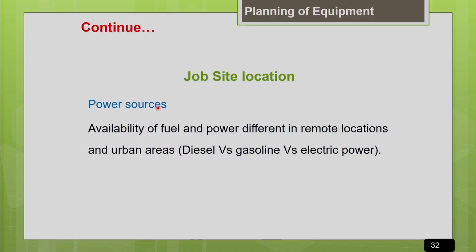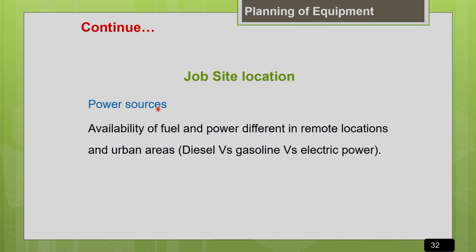So the next important factor is the power source. So far we have discussed how the job site conditions and the job site location influence the selection of the machine. Now we move on to the next factor affecting the selection of machine, that is the power source availability. The machines which we use at the construction site may be operated with diesel as a fuel, or gasoline, or electrical power. Whatever the source of fuel may be, first we have to check whether that particular fuel is available at the job site location, because availability of fuel and power is different in remote locations and urban areas.